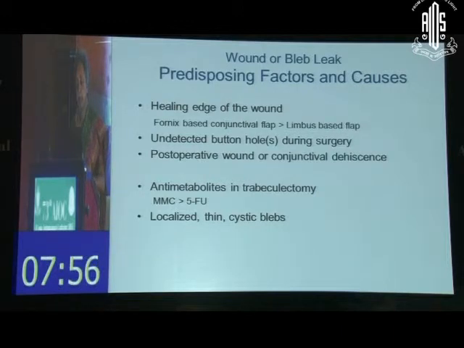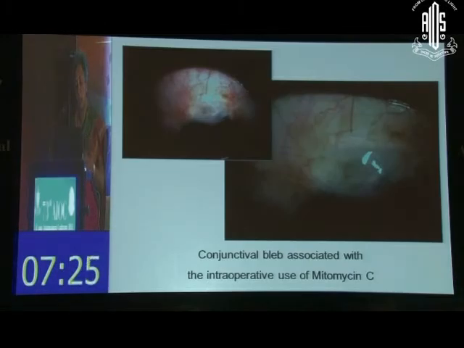And antimetabolites in trabeculectomy have increased the bleb leaks in the late postoperative period, especially with the mitomycin C. And it was more common with the limbal-based flaps because we used to get very localized thin cystic blebs with the limbal-based flaps. With the larger area of application of the mitomycin C, with the shift to the fornix base, we don't get the localized blebs, they are diffuse blebs. The leaks have come down, but we still see them, and like what you see here, the one on the top is a localized bleb and causing the leak in a central area.